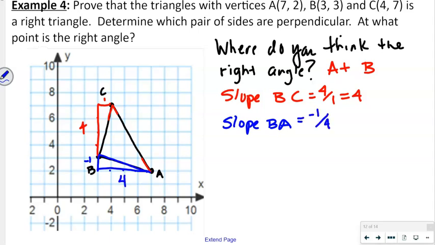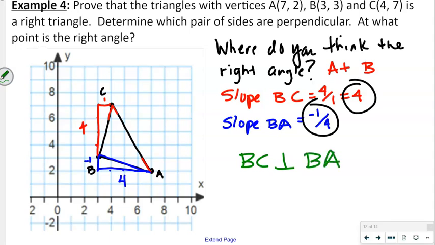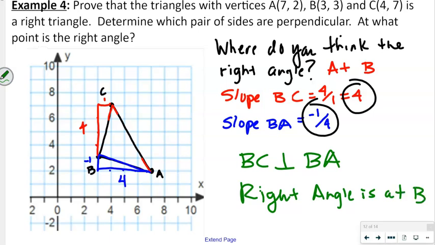What do you notice about these two slopes right here? They're negative reciprocals of each other, right? So we can say that BC is perpendicular to BA, and where's the right angle at? I can't write today, sorry. The right angle is at B, isn't it right there?